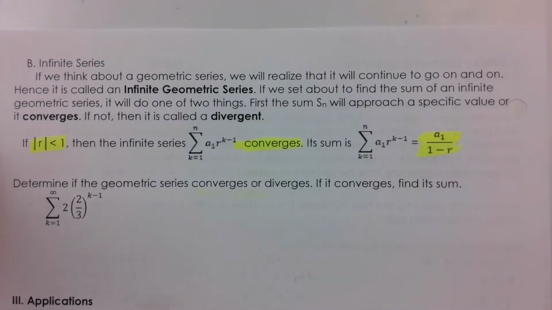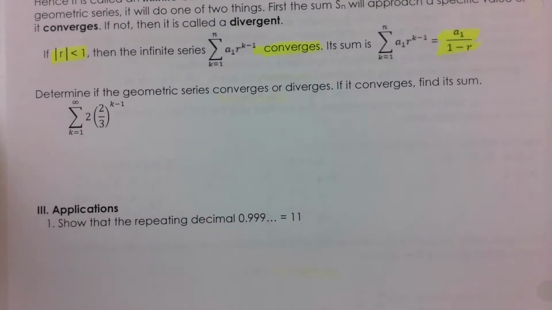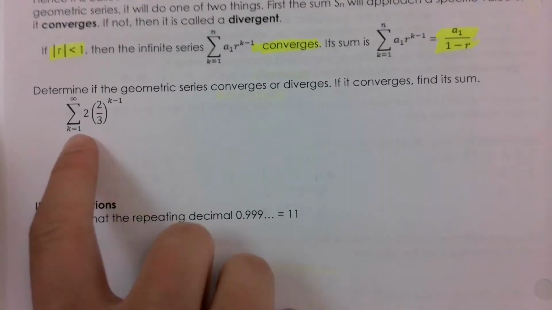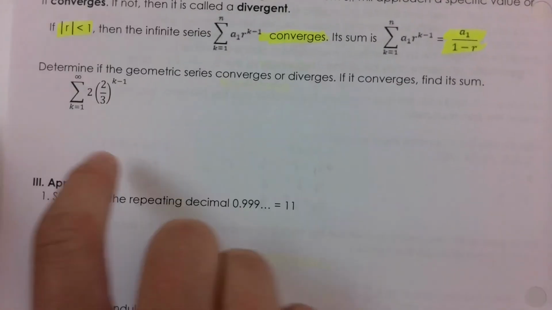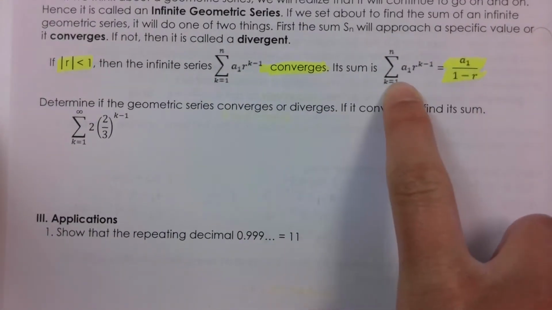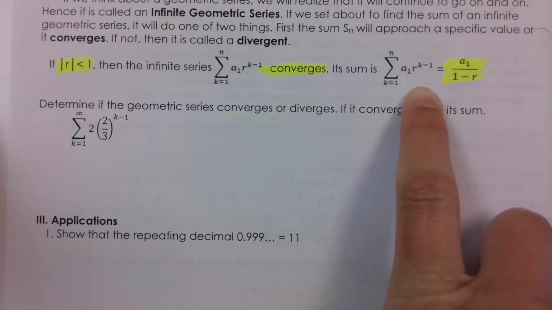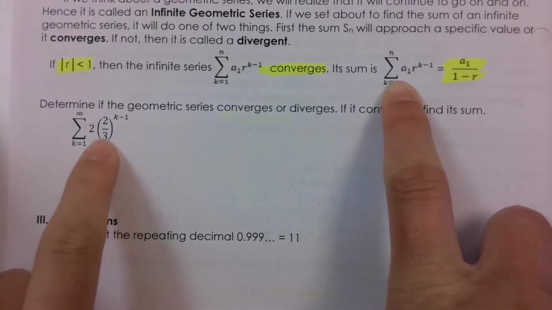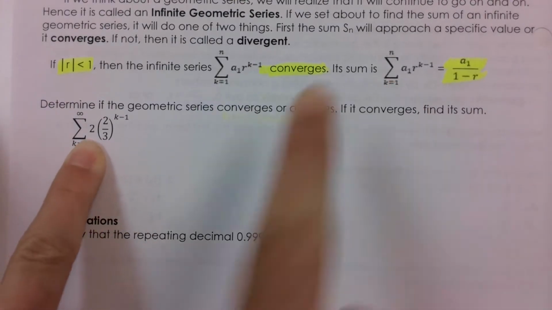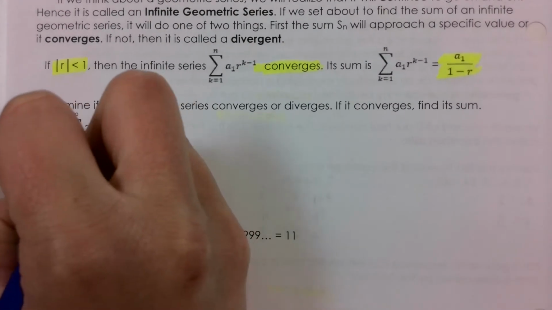So we're going to go ahead and try that with this one. They aren't writing the series out for you, but they're giving you this summation notation here. Based on what it says over here, we can find our first term and our R value, right? So the first term is what? 2. Let me label this.